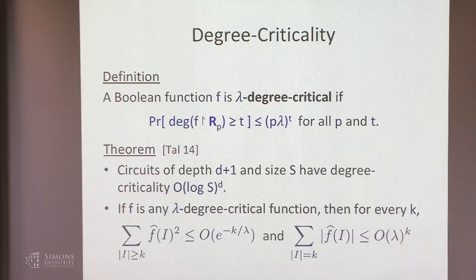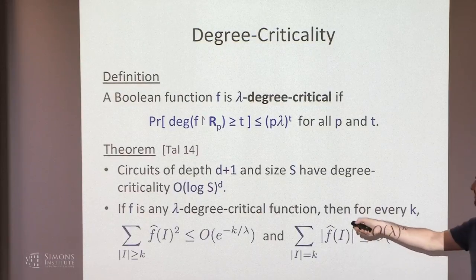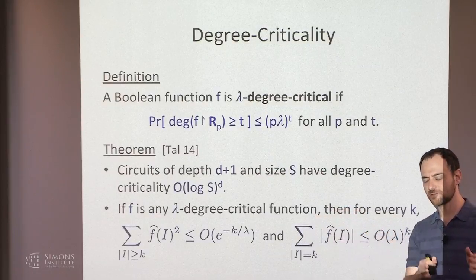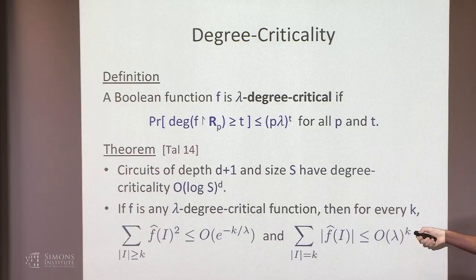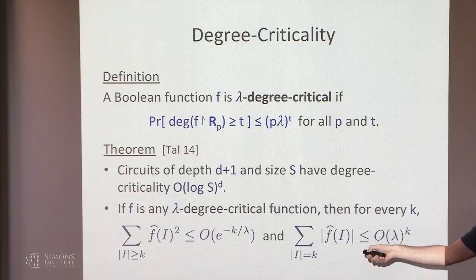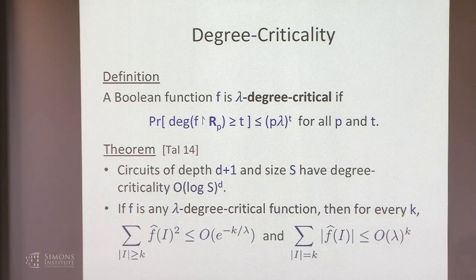And now, what Avishay showed is that there are two results in this paper. So one is, using the switching lemma together with the multi-switching lemma, he shows that AC0 circuits of depth d plus 1 and size s have degree criticality order (log s) to the d. And he also shows that if you have any lambda degree critical function, then you get these nice LMN-type bounds on the Fourier spectrum, as well as bounds on the Fourier sparsity. There's no time to say anything about what these mean. I think this one here at least shows up in the very nice result on BQP. The first one is actually equivalent. Right, yes, and moreover, this first one is equivalent to degree criticality. That's another result.